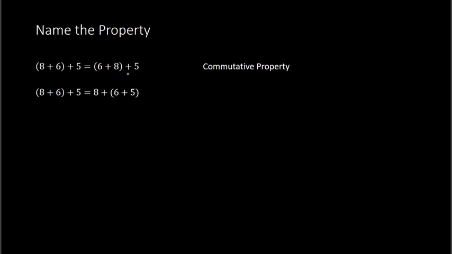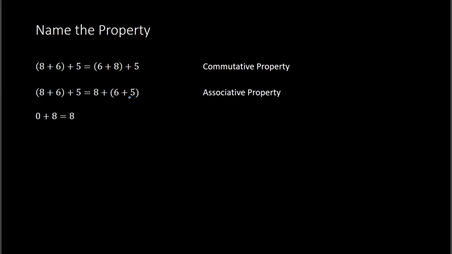Next example, we have this expression. Notice that on the left side, we have grouped together the 8 and the 6. On this right side, we've grouped together instead the 6 and the 5. So the grouping, or the association of the numbers, is different, so this would be your associative property.